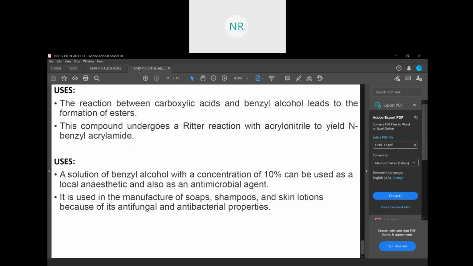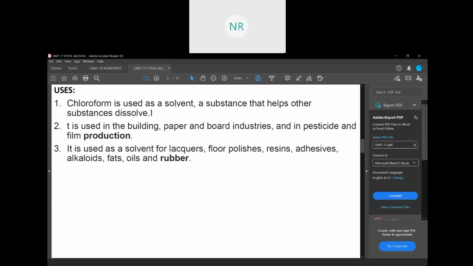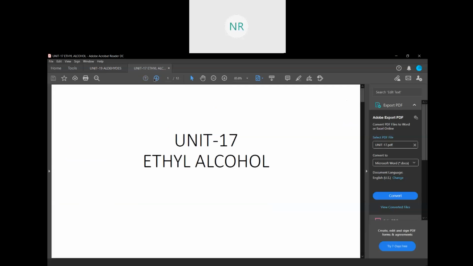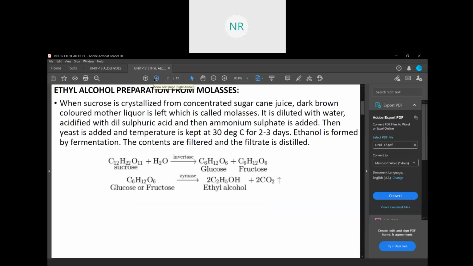So, let's just see a recap of those two units we have seen. Okay. So, ethyl alcohol is nothing but C2H5OH. Ethyl means two carbon atoms, right? Alcohol OH. So, C2H5OH. So, ethyl alcohol is prepared from molasses. The question can be asked is, how is ethyl alcohol prepared from molasses, or how is ethyl alcohol prepared from sucrose, or how can ethyl alcohol be prepared by fermentation? Okay. So, these are the types of questions that can be asked.